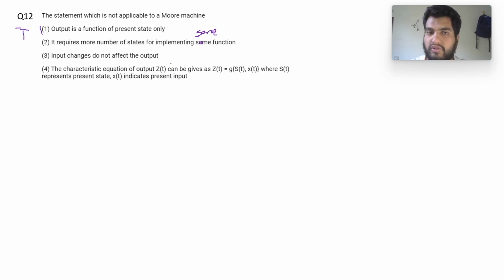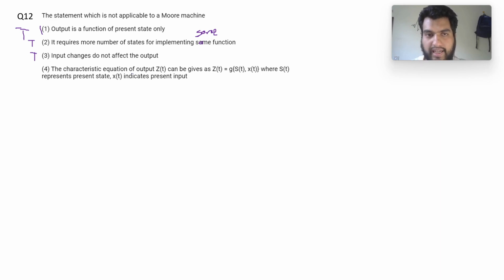Then it requires more number of states for implementing sum of function, as you have seen in the lectures. So for some of the function the complexity required is more. So this is also true. Input change does not affect the output. This we saw, the output is a function of present state only. So input change does not affect the output. So this is also true.